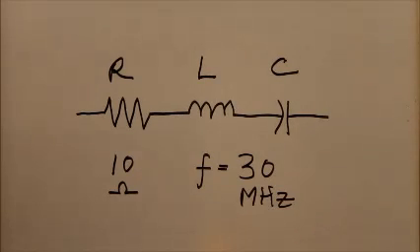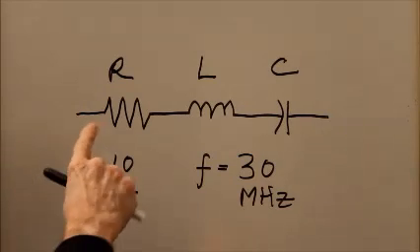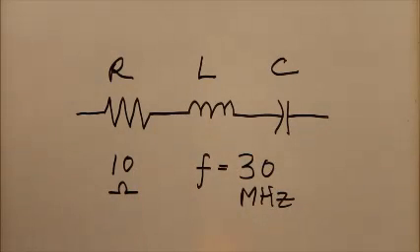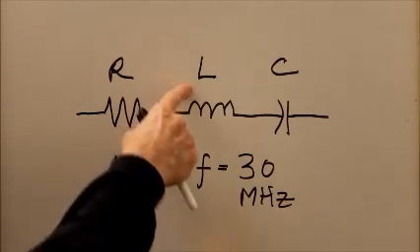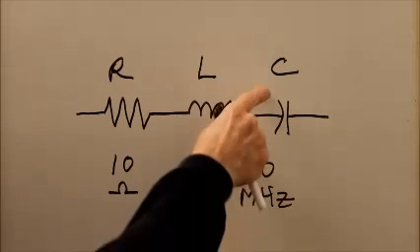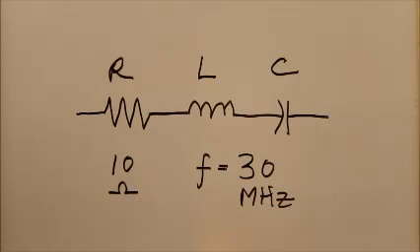Let's look at final exam question number 88, found on page 679 of Teach Yourself Electricity and Electronics, 5th edition. The question talks about a series RLC circuit. R stands for resistance, L stands for inductance, C stands for capacitance. So this is a series resistance, inductance, capacitance circuit.